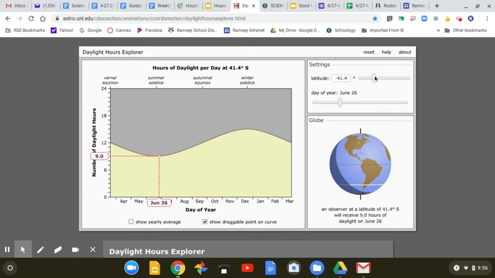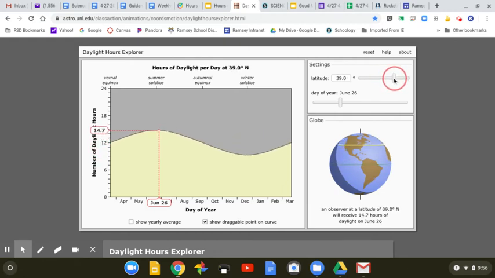If I was to switch it to 41 degrees north, which is where we are, get it close, you will see that that is our summer, and we have the highest amount of daylight hours for us. So it's quite kind of the exact opposite when you're looking between north and south. So that's kind of how this works.